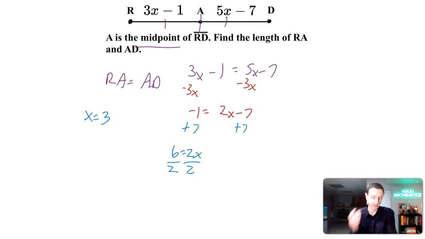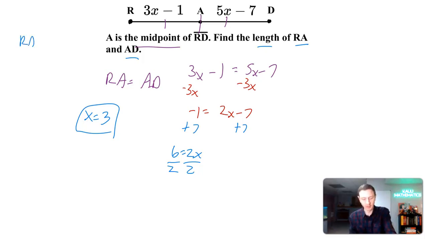Now that's not the answer. It says find the length of RA and AD. X is just 3. That's all we know. Just x is equal to 3. So we actually have to go now and solve for RA. RA is 3x minus 1. So that's going to be 3 times 3 minus 1. 3 times 3 is 9. 9 minus 1 is 8.